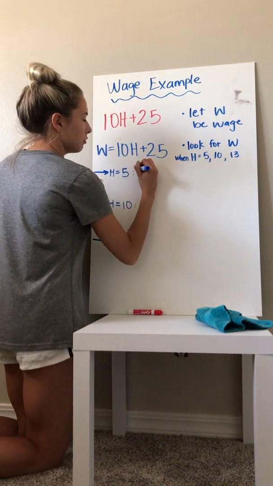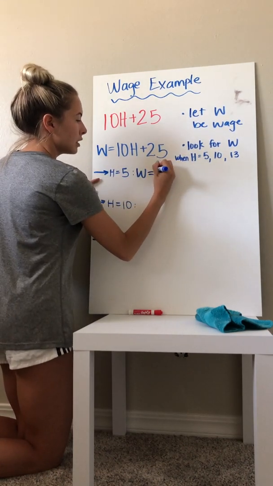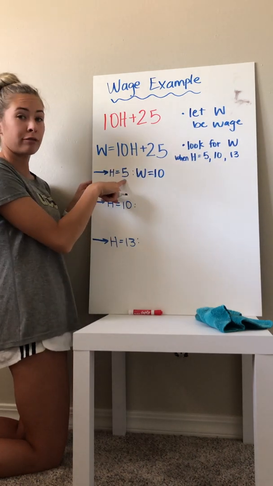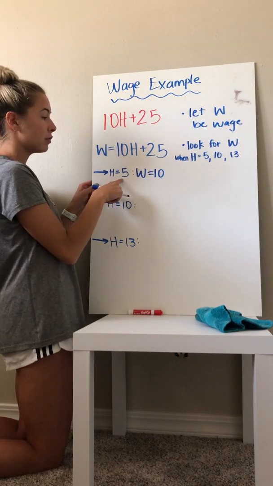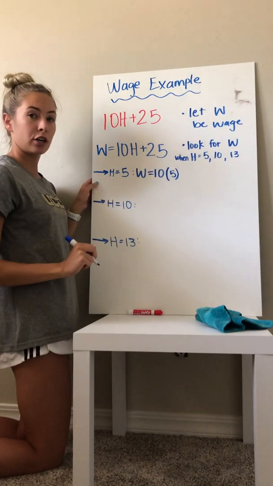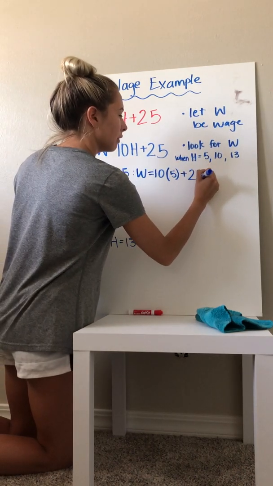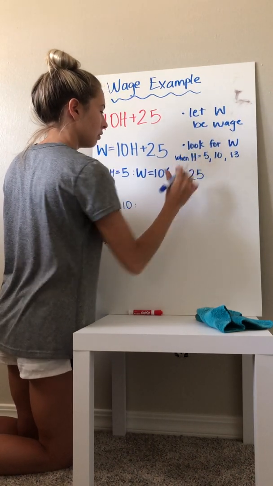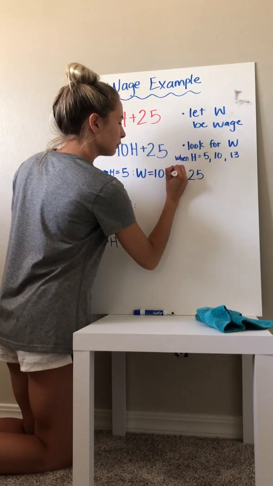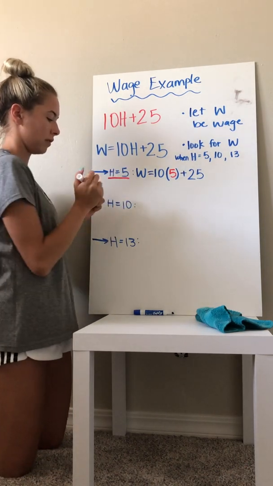All we have to do is write this equation the same way, W equals 10, but when you see H, we put a 5 in, right? So H equals 5, so instead of H in parentheses, you're going to insert a 5. And then you have plus 25. So that's when H equals 5.